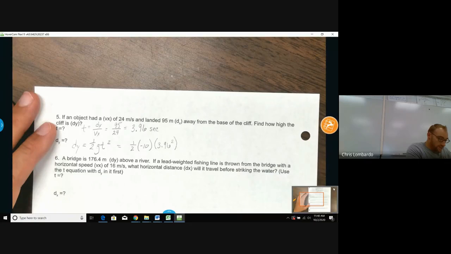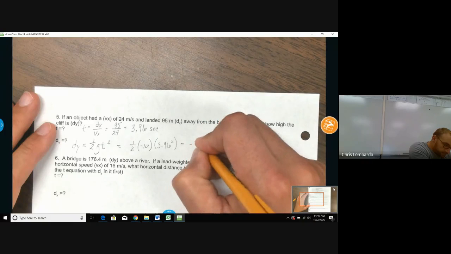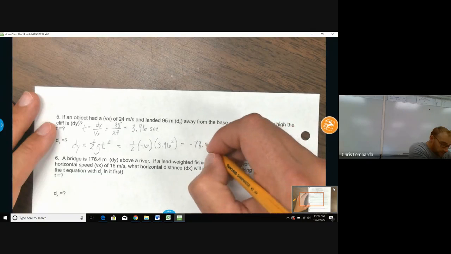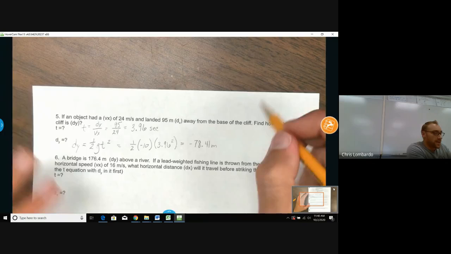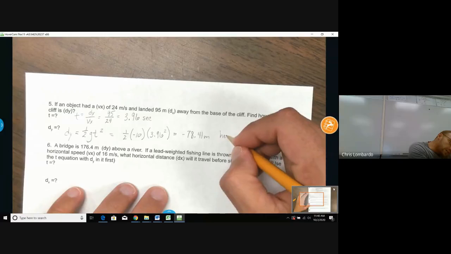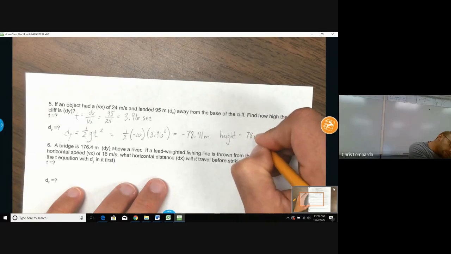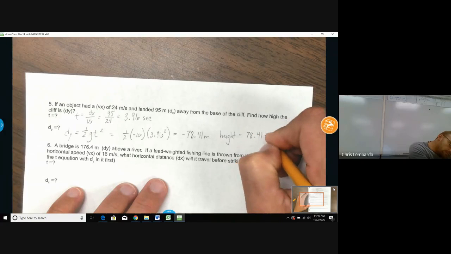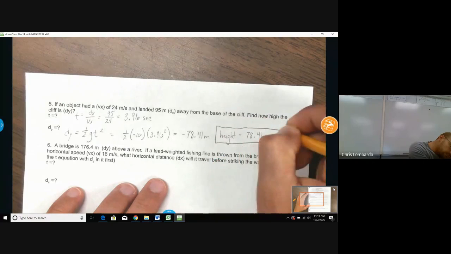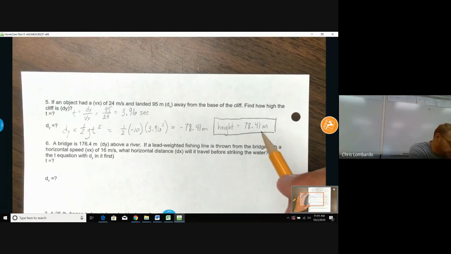When you do this out, you should get an answer of -78.41 meters. But again, they ask, find how high the cliff is. So you can't have a negative height. So we're just going to rewrite this as a positive value. Box your answer, even though it's a really awfully drawn box.